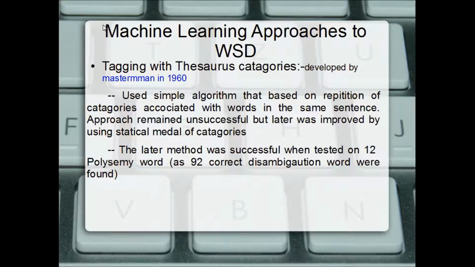The other approaches were machine learning approaches towards word sense disambiguation. The first machine learning approach was tagging with thesaurus categories, developed by Masterman in the 1960s. It used a simple algorithm based on repetition of categories associated with words in the same sentence. This approach remained unsuccessful but later was improved by using statistical models of categories, by examining the ambiguous word in text and calculating the most likely possible categories. The latter method was successful when tested on 12 polysemous words, as 92 percent correct disambiguation was found.